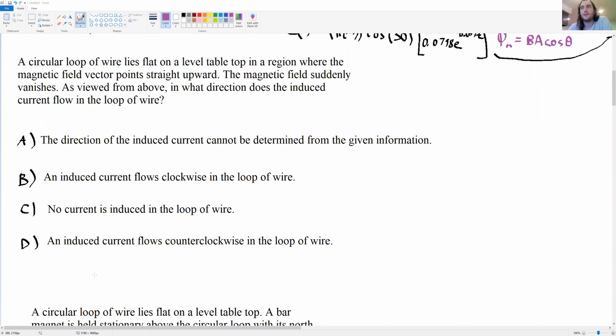Answer A. The direction of the induced current cannot be determined from the given information. Answer B. An induced current flows clockwise in the loop of wire. Answer C. No current is induced in the loop of wire. Answer D. An induced current flows counterclockwise in the loop of wire.